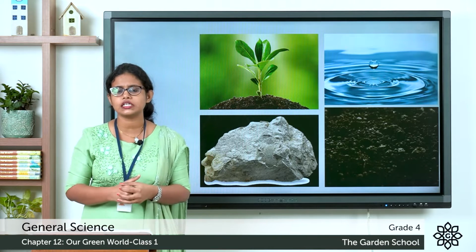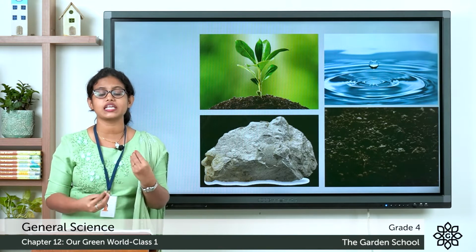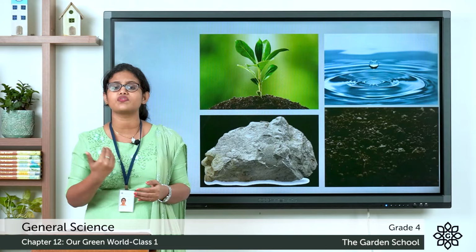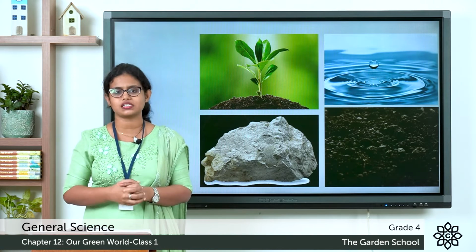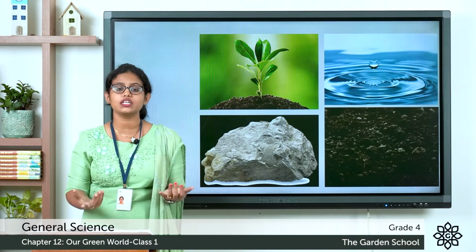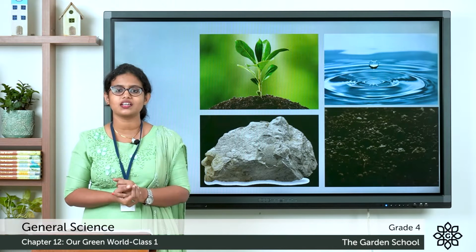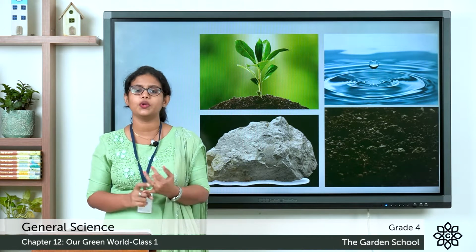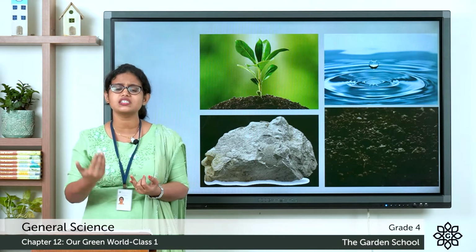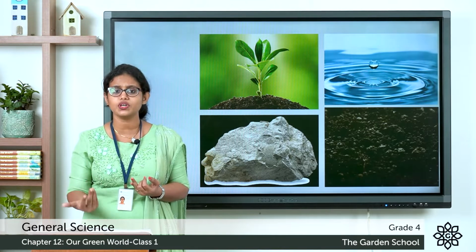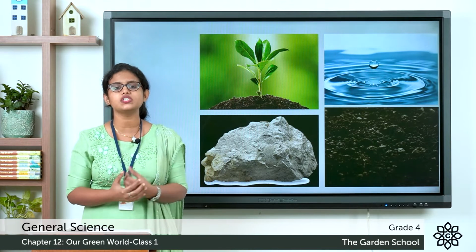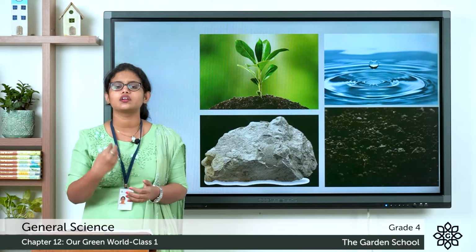So, when these natural things are useful to us, we call them natural resources. So what are natural resources? All kinds of natural things that are useful to us are called natural resources. Let's take the example of water. Water is a natural thing. Is it useful to us? Yes. We need water to live. What about air? Air is a natural thing. Is it useful to us? Yes, we need air to breathe.